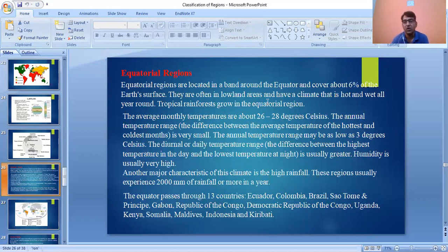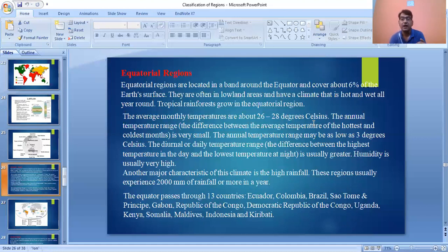They are often in lowland areas and have a climate that is hot and wet all the year, and tropical rainforest grows in the equatorial region. So the equatorial regions are called lowland areas. And at the same time, the climate of these regions is hot and wet all around the year. So पूरे साल यहाँ पे climate गर्म और बारिशों वाला रहता है. So tropical rainforest you will find here. The average monthly temperature is about 26 to 28 degrees Celsius, which means the temperature is very high.